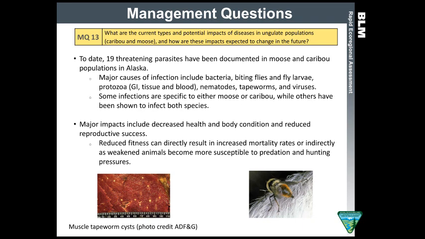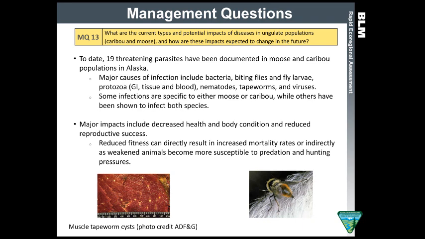All right, so the next question is, what are the current types and potential impacts of diseases in ungulate populations, and how are these expected to change in the future? This is the one question I alluded to yesterday that we weren't able to answer spatially. Instead, we did a thorough literature review, and to date, we found that there have been 19 threatening parasites documented in moose and caribou populations in Alaska. The major causes of infection include bacteria, biting flies and fly larvae, protozoa, nematodes, tapeworms, and viruses.